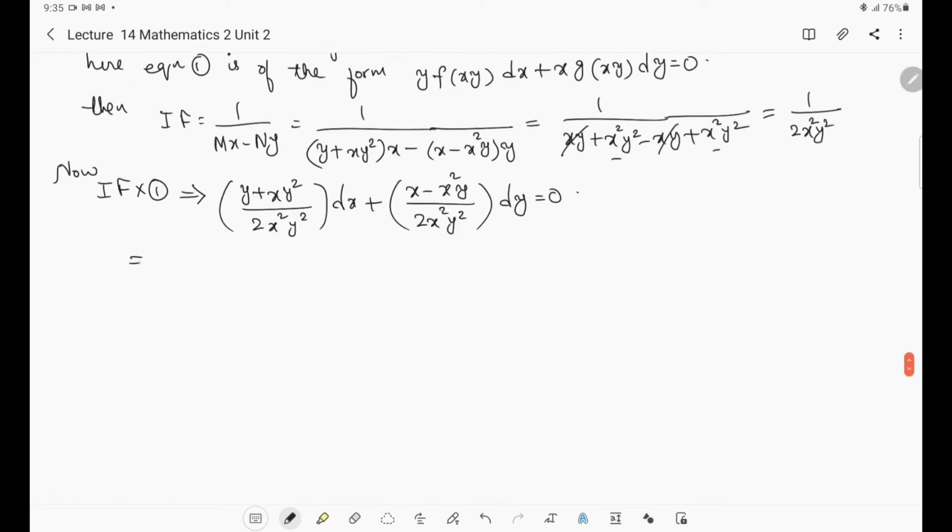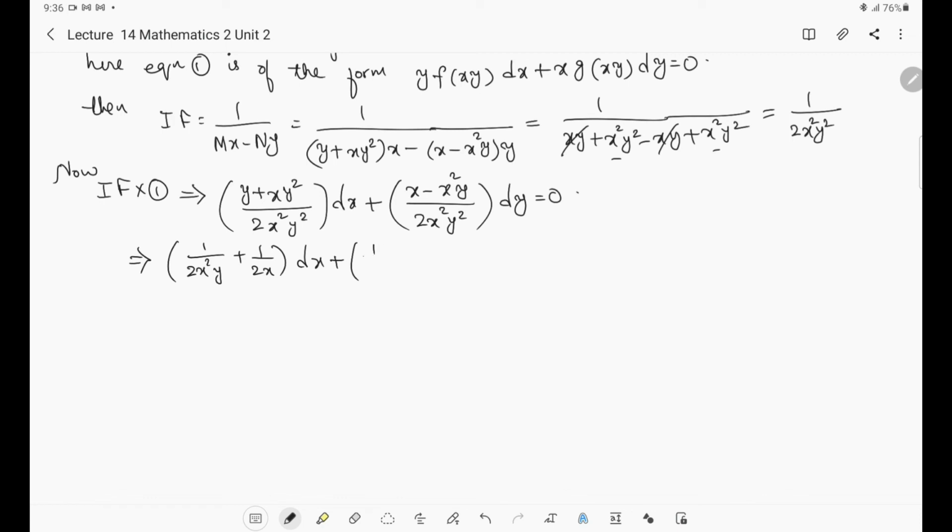Now just simplify this, then we will check whether it is exact or not, right? Our intention is to make the given non-exact equation exact. So the first term is y by 2x square y square. The y and y will get cancelled, so 1 by 2x square y will remain. Here xy square by 2x square y square: the y square will get cancelled, and the x and one x will get cancelled. So 1 by 2x will remain into dx, plus same here, x by 2x square y square, one x will get cancelled.